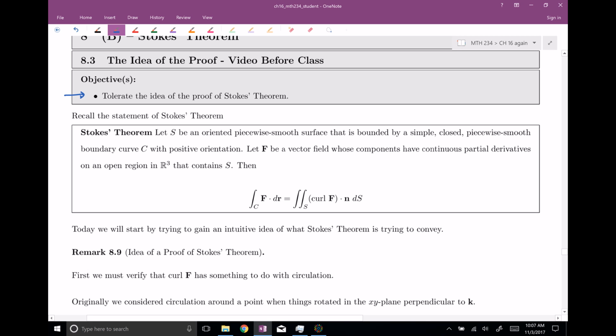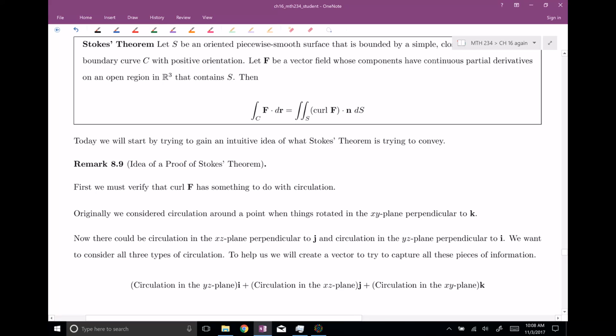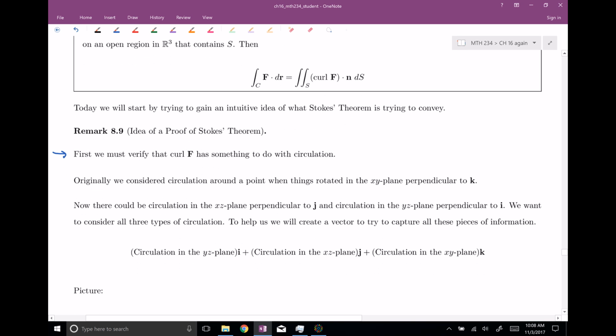The first thing I want to do in order to verify this is that we should verify that curl of f actually has something to do with circulation at a particular point. When we originally started circulation around a point, we rotated things in just a plane, the xy plane. It was perpendicular to k. And that's how circulation started in Green's theorem. Since it's perpendicular to k, you may say, let's take that circulation in the xy plane and make it a k component of some vector.